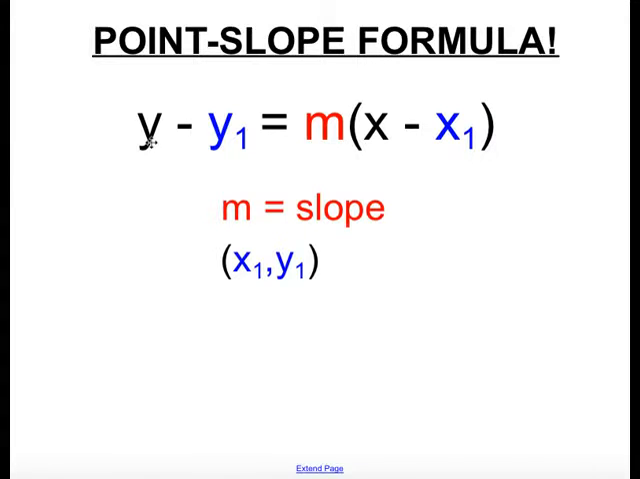So y is just the y, like in y equals mx plus b. And then it says minus y1. y1 is the y value in the ordered pair you're given. m is still our slope, it has not changed. x is the same x as in y equals mx plus b. x sub 1 is the x value in the ordered pair that you're given. So now that we've gone through what point-slope formula is, we're actually going to utilize it in 3 examples.